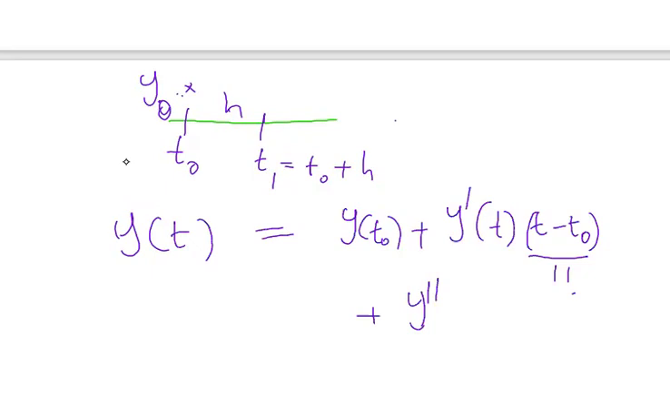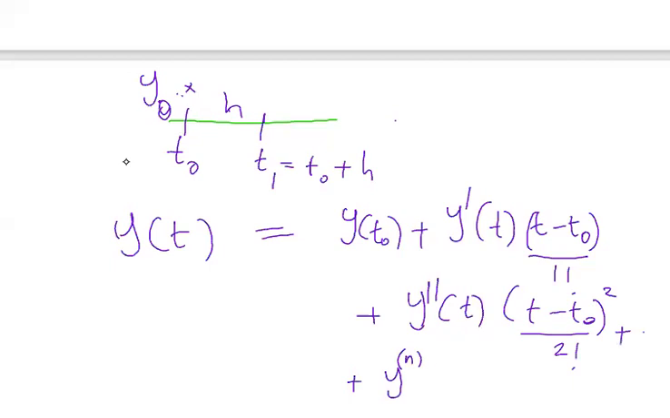You can find the double derivative on this interval, so let's assume y is twice differentiable. Then you can compute this derivative, times (t minus t naught) squared over factorial two. In general, the nth derivative times (t minus t naught) to the power n over factorial n, plus infinitely many terms. Okay, this is the Taylor expansion.